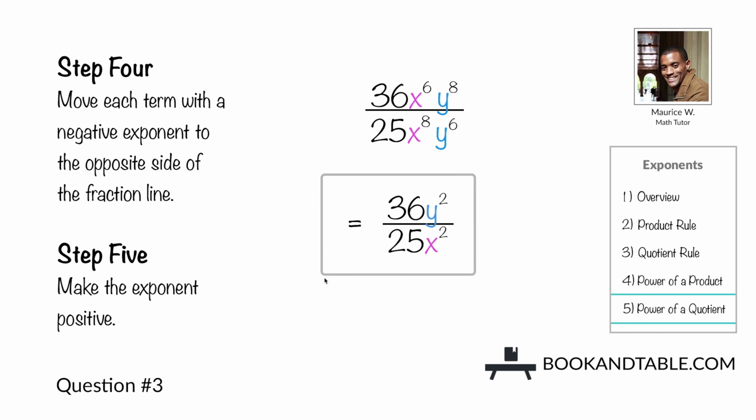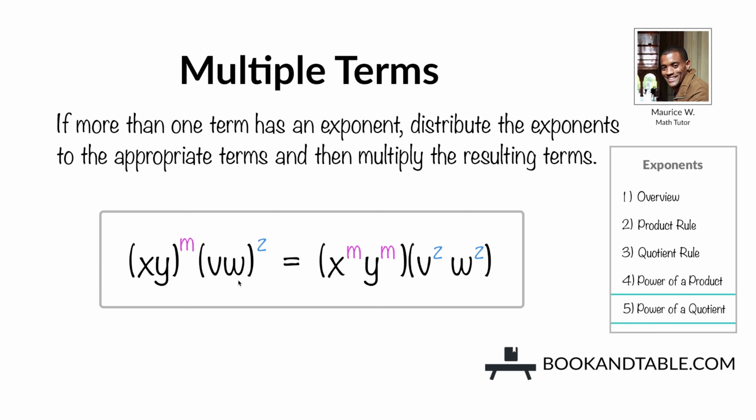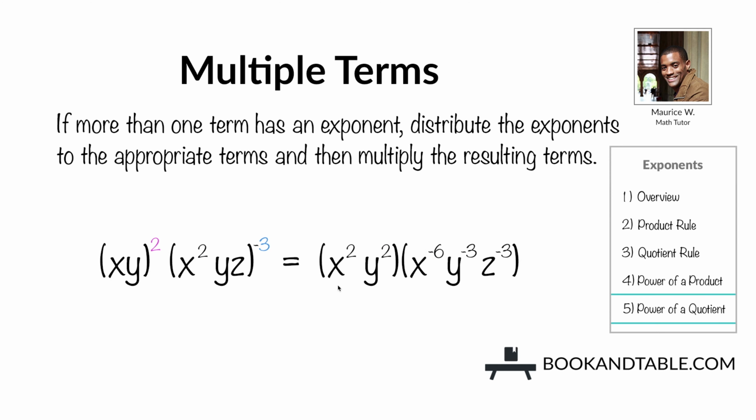And now to wrap things up, if more than one term has an exponent, distribute the exponents to the appropriate terms and then multiply the resulting terms. So if you had xy to a power of m times vw to a power of z, you first distribute the exponent to its respective term, and then you multiply the resulting terms. So what would this look like?